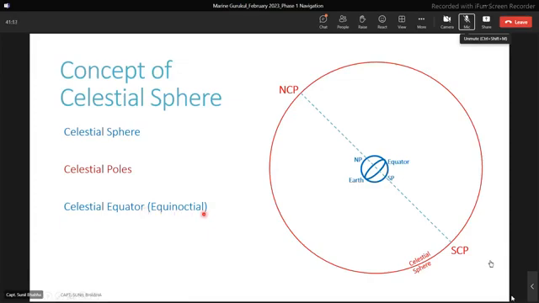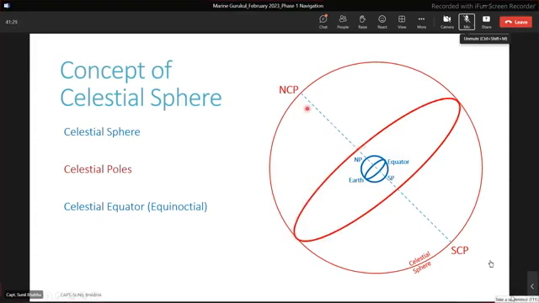So let us show the equinoctial also in the diagram now. You can see this red color great circle which is located on the celestial sphere, exactly midway between the north celestial pole and the south celestial pole. This is the equinoctial. So you can see it labeled in the diagram.